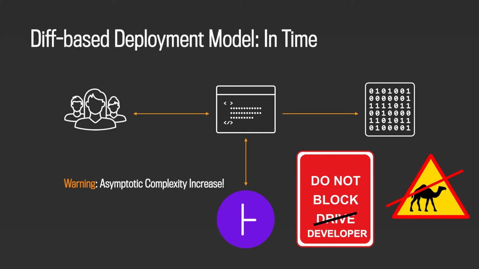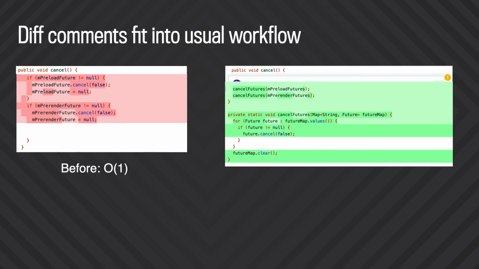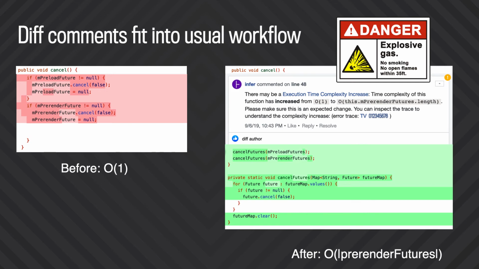So to show you an example, let's look at this code of cancel. You don't need to read the details of the code here, but the developer removes this implementation and instead adds a new function which calls into another function which is iterating over a map. If you were to run Infer on this, Infer would report that previously it found the complexity of cancel was constant, and now the complexity increased. So Infer would comment just like a normal reviewer and say that there might be a complexity increase here.